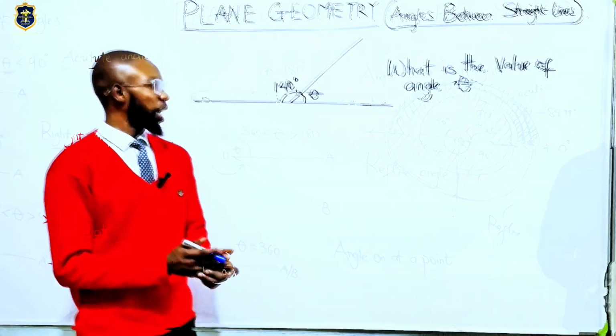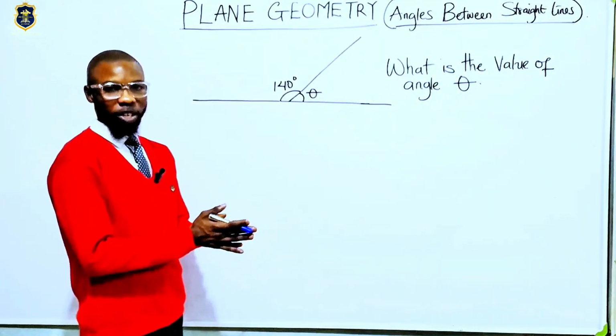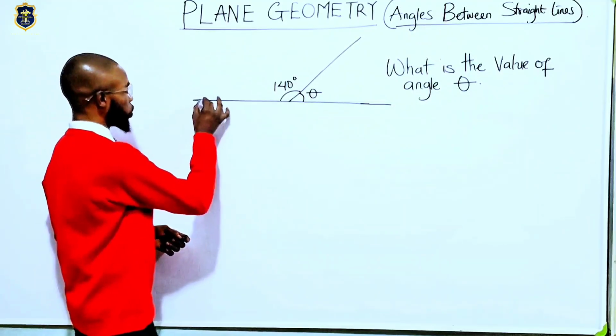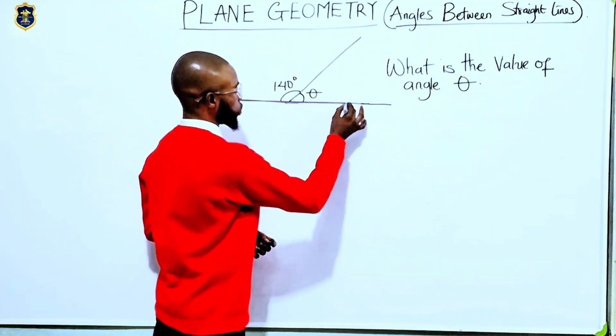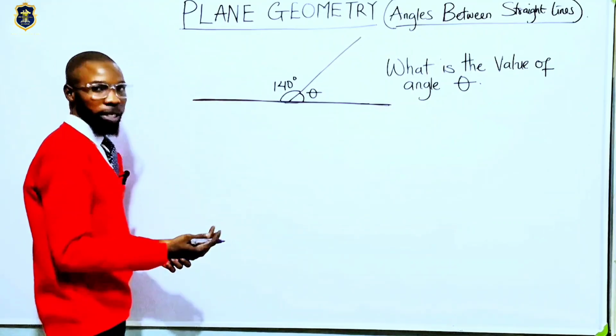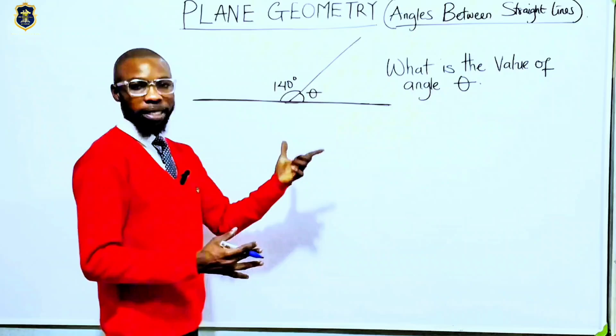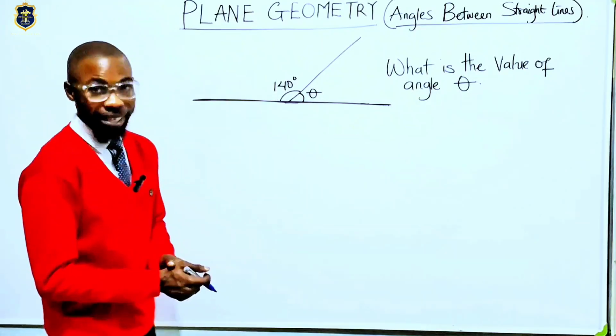Alright, so let's look at how to solve this question. It says, what's the value of angle theta? It's not hard. Looking at this now, we have angles on a straight line, right? If you check the previous video, we said the sum of angles on a straight line is equal to 180 degrees.